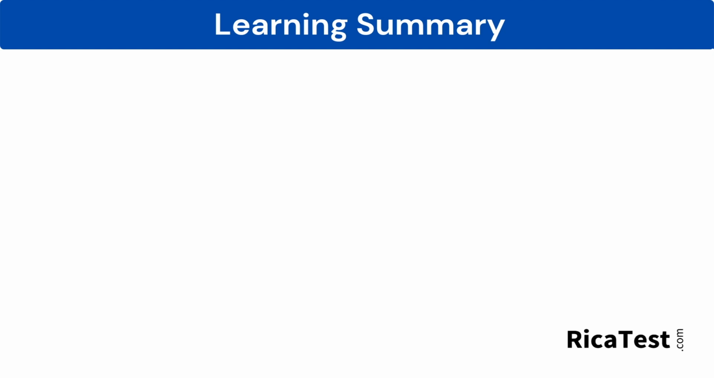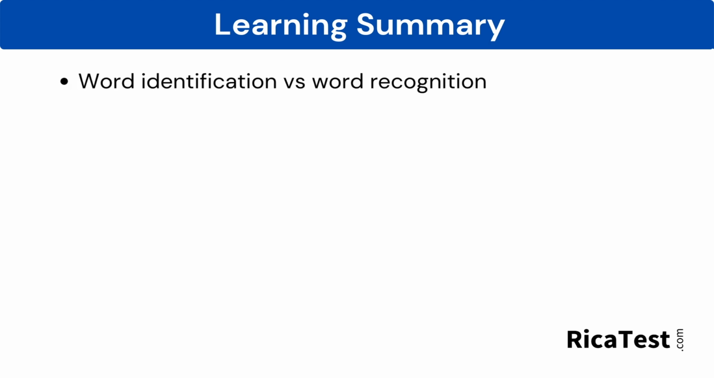In this lesson, you learned about phonics and sight word terminology and background information. But before we leave, let's review the key content we learned in this lesson. The difference between word identification and word recognition is that word identification is the ability to read words aloud, but it does not mean necessarily that the student understands the meaning of the words. Whereas in word recognition, the student shows the ability to decode the word, which means to accurately read it aloud, as well as understand the meaning too.